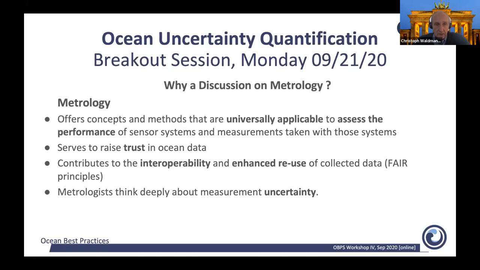And we also have to be aware that the data that are collected should be trustable. And so another argument to look into what metrology, what methods are available for metrology to raise the trust in ocean data. And as a third bullet point, I have here, metrology contributes to interoperability and enhanced reuse of collected data. These are the so-called FAIR principles that most people might have heard of. And this is something that I wanted to raise. I don't want to go into details, but we can probably come back in the discussion part on why it actually contributes to these interoperability considerations. And finally, metrologists think deeply about measurement uncertainty. And that's something that is another argument why we should look into that domain in more detail.